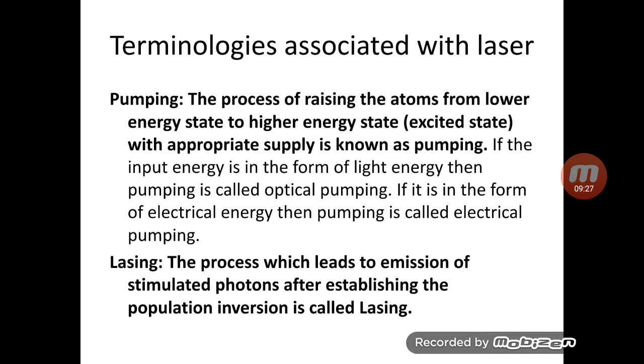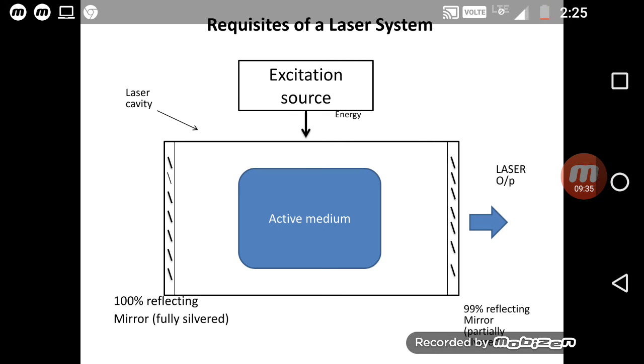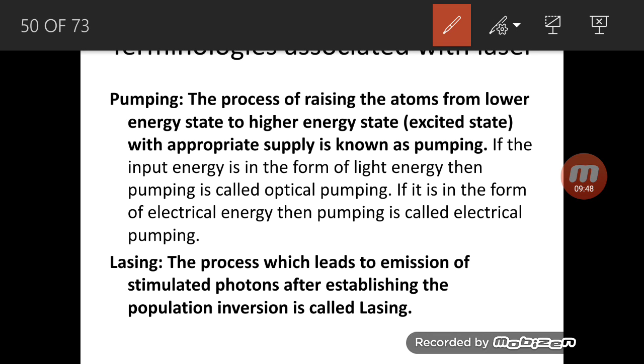Next one is lasing. Lasing means obtaining the stimulated photons. Not only obtaining stimulated photons, they should be occurring together, and they occur at the same time. The process of obtaining the stimulated emission after establishing the population inversion is known as lasing, the process which leads to the emission of stimulated photons.